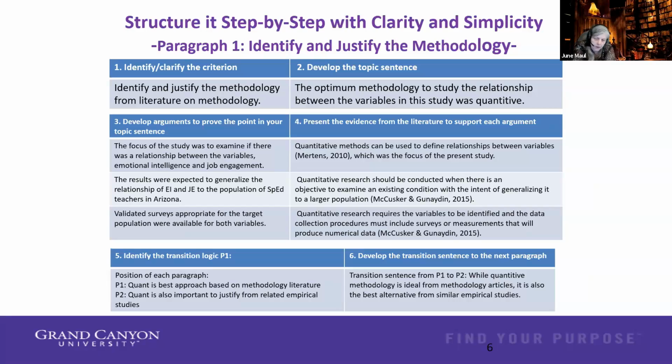Next argument, the results were expected to generalize the relationship of emotional intelligence and job engagement to the population of special ed teachers in Arizona. Evidence, quantitative research should be conducted when there is an objective to examine an existing condition with the intent of generalizing to a larger population. And then the third argument, which is sufficient to prove what's needed in this paragraph, is validated surveys appropriate for the target population were available for both variables, with the supporting evidence that quantitative research requires the variables to be identified, and the data collection procedures must include surveys or measurements that will produce numerical data and cite it.